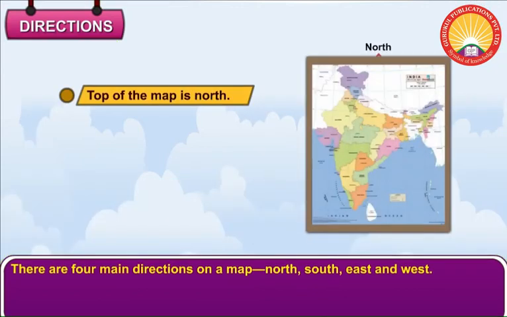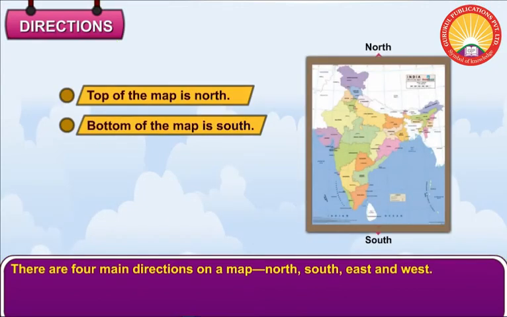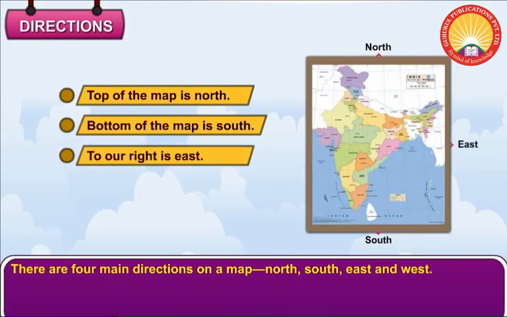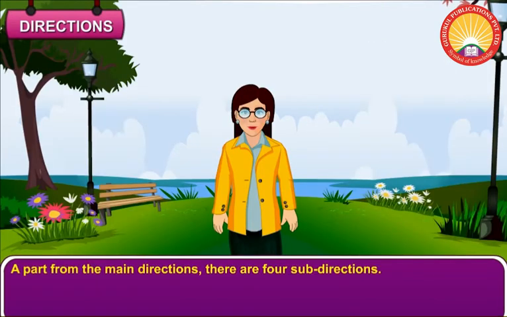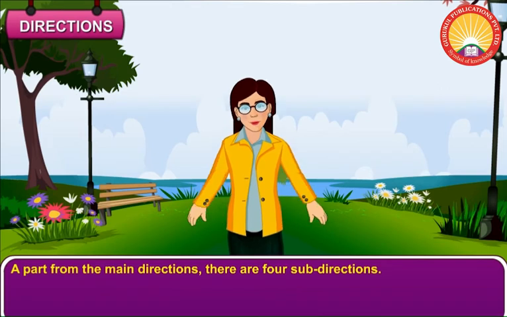Top of the map is north. Bottom of the map is south. To our right is east. To our left is west. Apart from the main directions, there are 4 sub-directions.